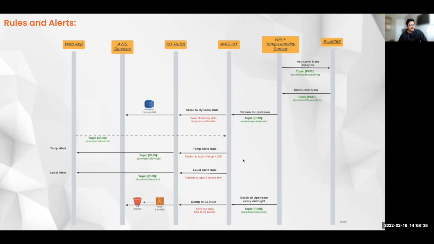The next is what happens to the batch data that I sent. Again, an IoT rule listens to a topic where batch data is coming in, and then it triggers a Lambda function. The Lambda function decompresses the data, writes it into a CSV file, and dumps it into S3, which is considered cold storage here.